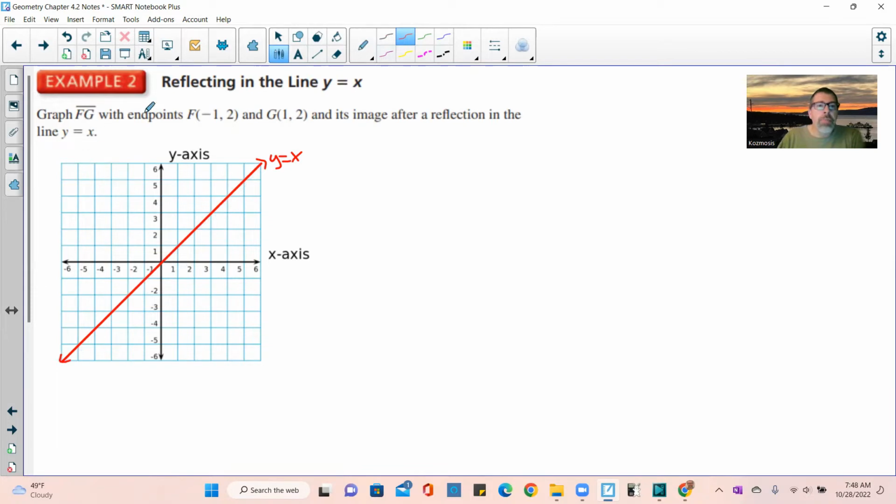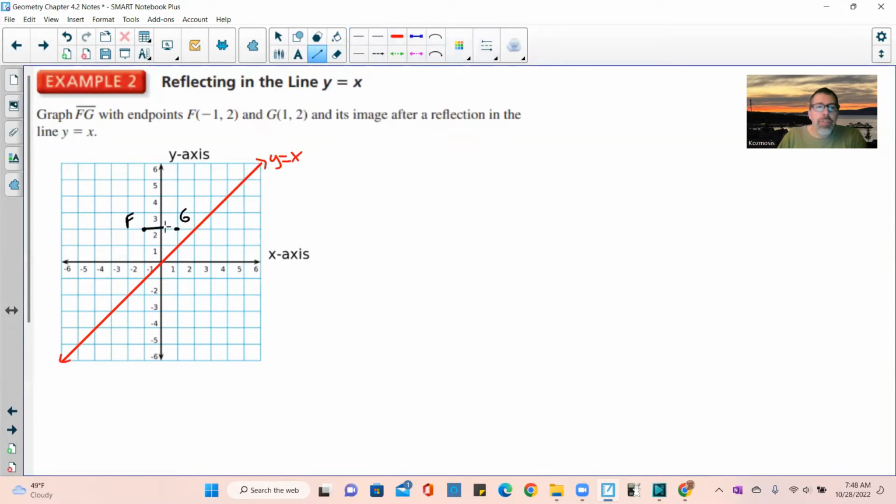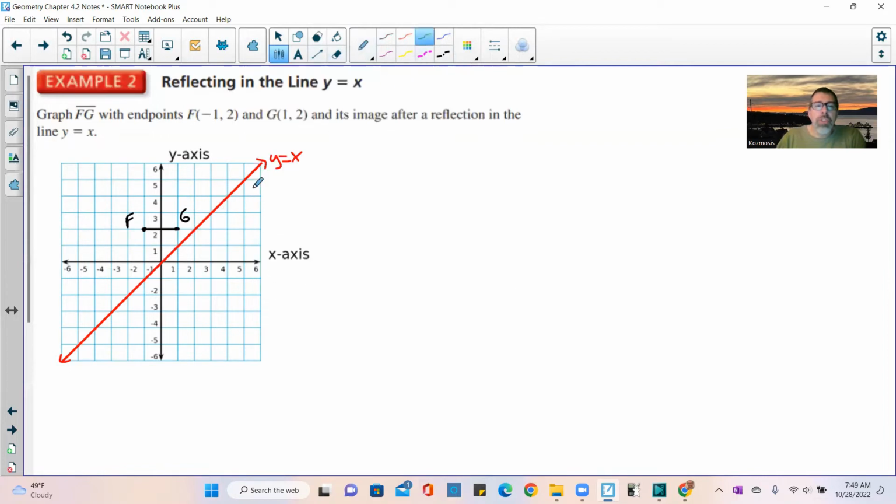I want to plot the segment FG. I'll do that in black. And F is at -1 up 2. So here is F. And G is over 1 up 2, right here, G. So then I want to draw a segment right there from F to G. So there's my line segment that I want to reflect. I'll reflect that, and I'll use green for my image. Remember, the original is called a pre-image, and the copy is called an image.